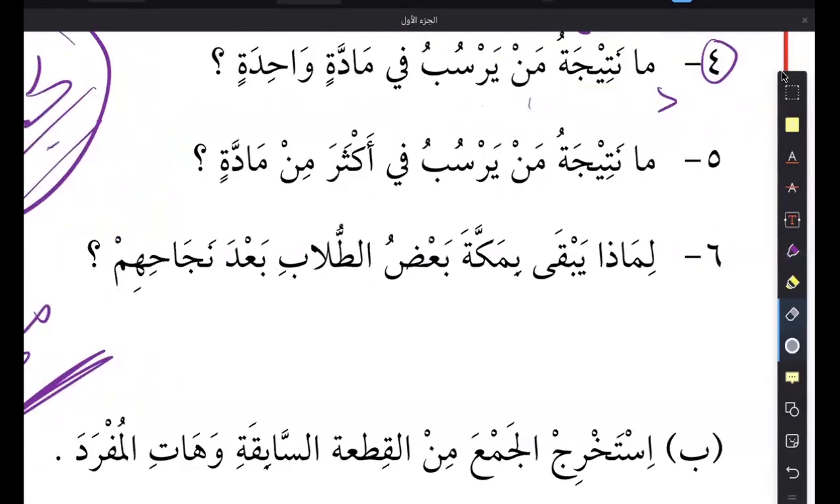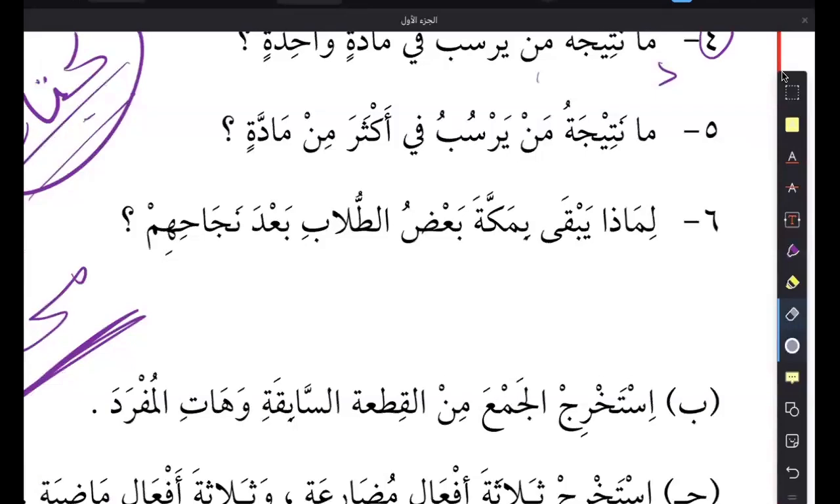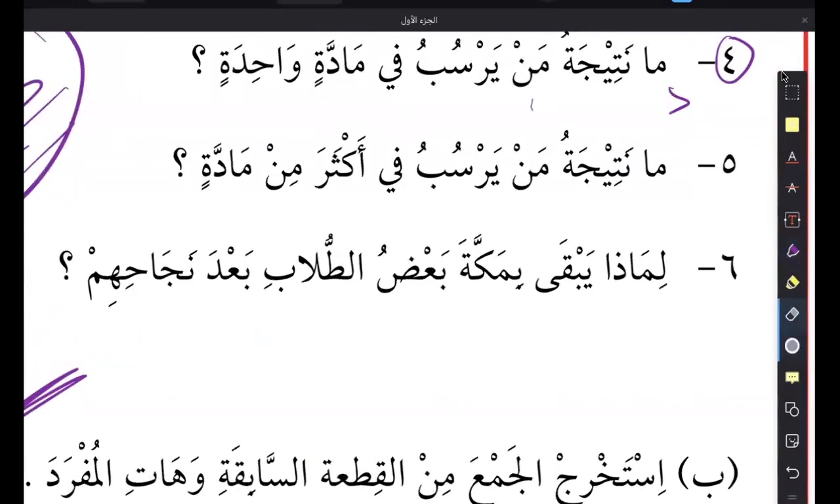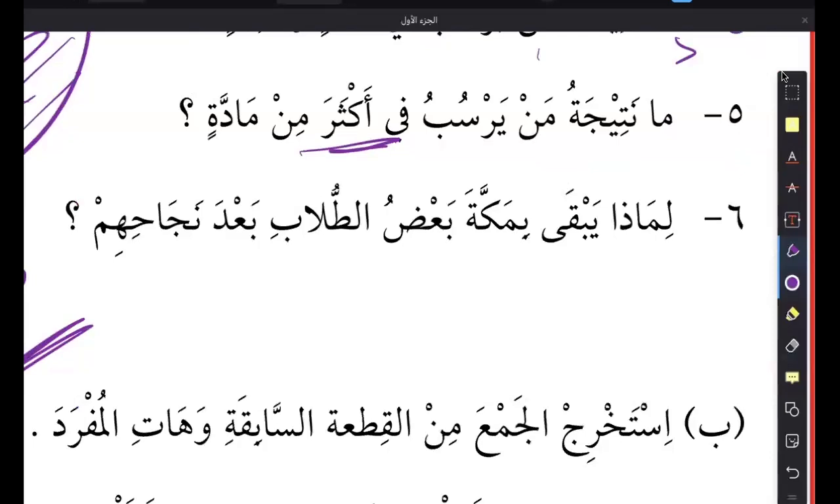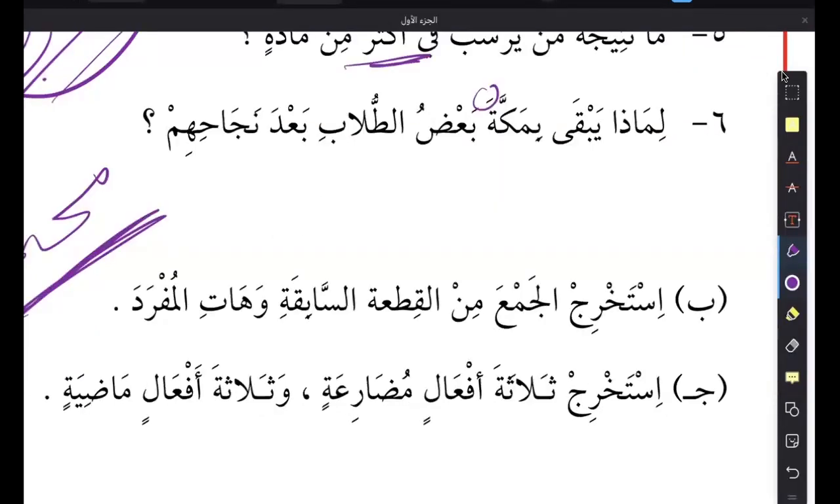Now, going to the next one, it's exactly the same thing. Remember, akthara is ghayr munsarif. That's why it's not taking a kasra. لماذا يبقى بمكة بعض الطلاب بعد نجاحهم؟ Okay, so why did some of the students remain in Makkah after their success?